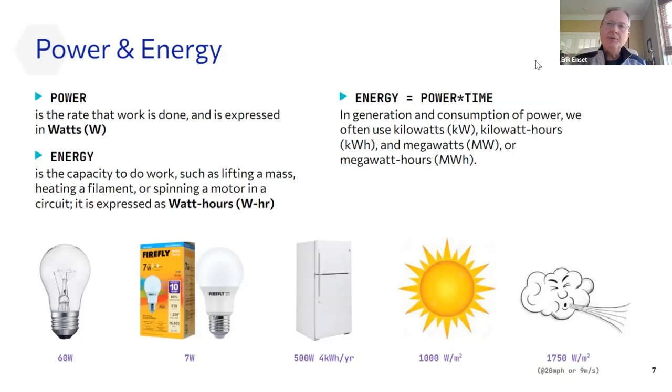So on the bottom, you'll see the old traditional light bulb was a hot filament, and a typical light bulb was maybe 60 watts. It took that much power to actually light up.